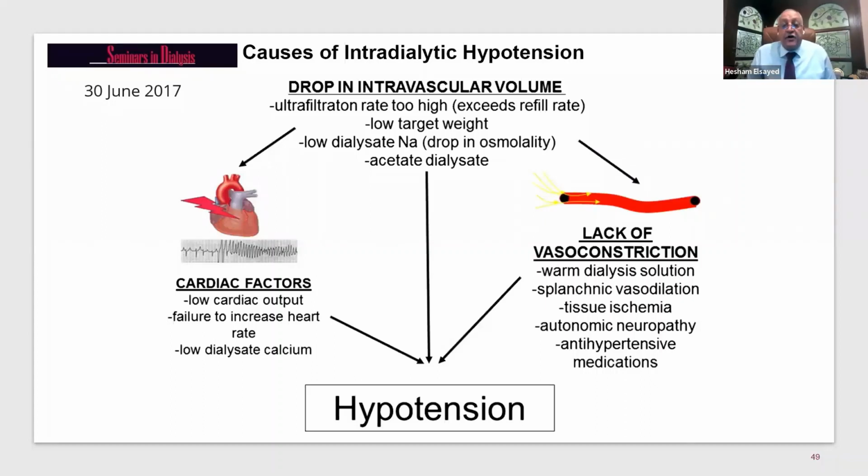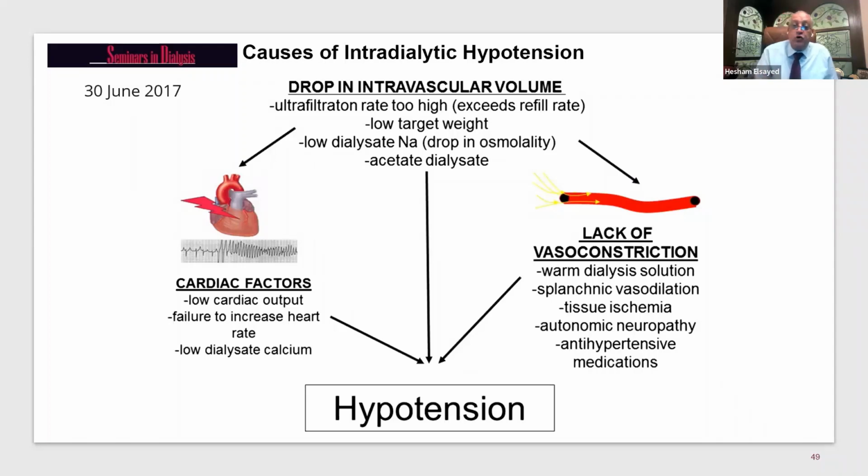So we have cardiac function here for the hemodynamic instability, including low cardiac output, failure to increase the heart rate, and also low dialysate calcium. I believe that all of us use a dialysate calcium of 1.5, never 1.25, except in very special cases when hypercalcemia is present, because hemodynamics are probably affected by actin-myosin contraction of the myocardium, and calcium channels could be related to myocardial contraction in this way.